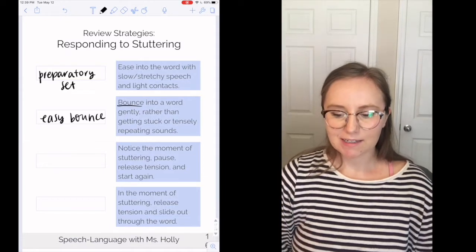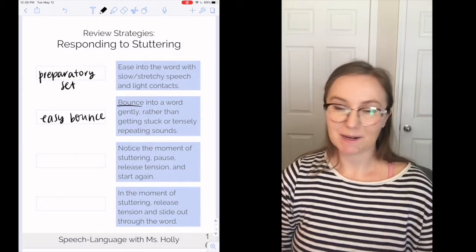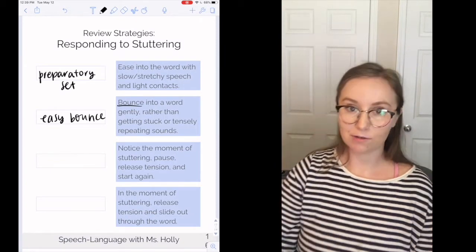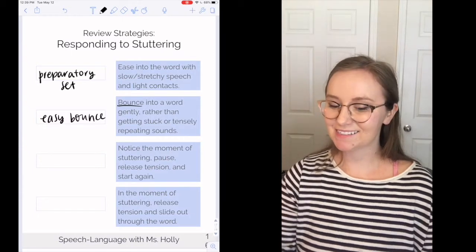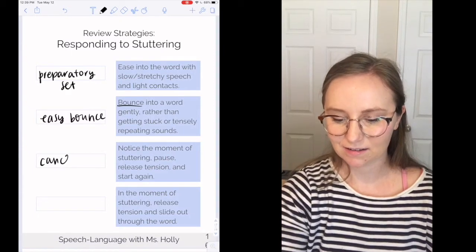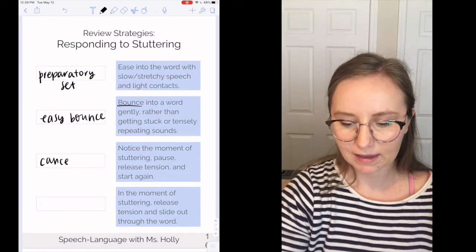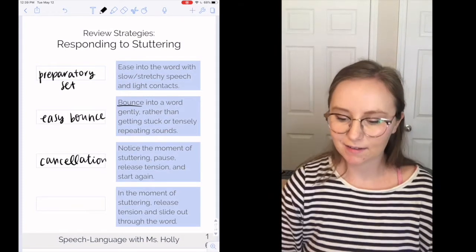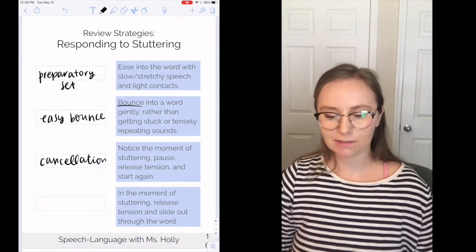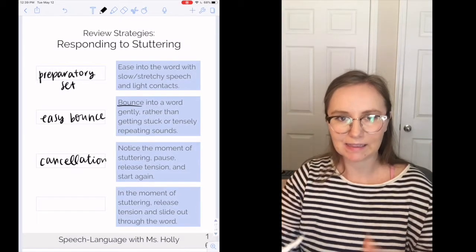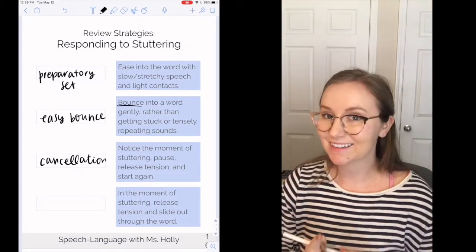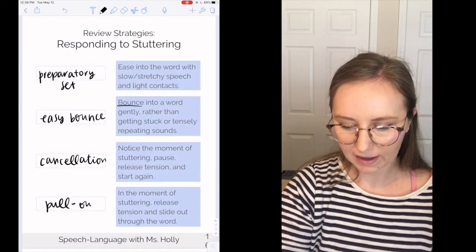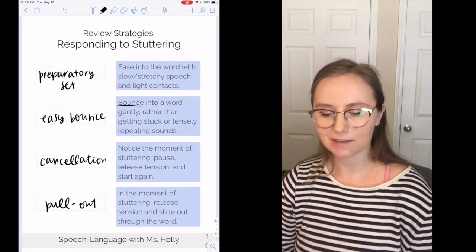All right, this next strategy is where you notice the moment of stuttering, you pause, you release the tension, and then you start again. So this is cancellation. And what's unique about this one is you really do cancel out the word by starting it again. This last one is in the moment of stuttering, you release tension and slide out through the word. This is called the pull out. And you pull out of your stutter and into the rest of the word there.